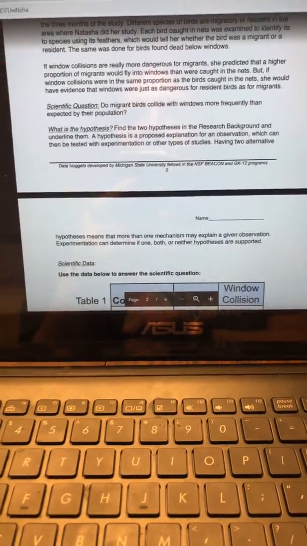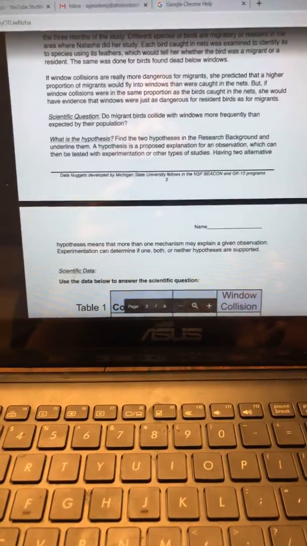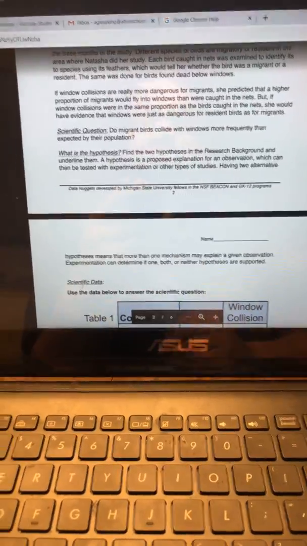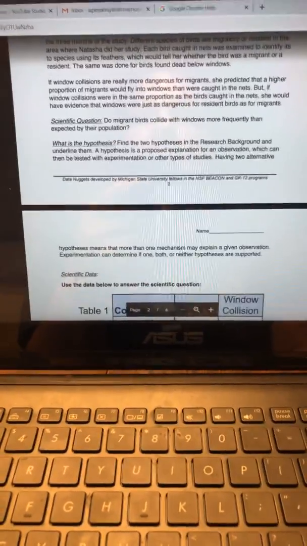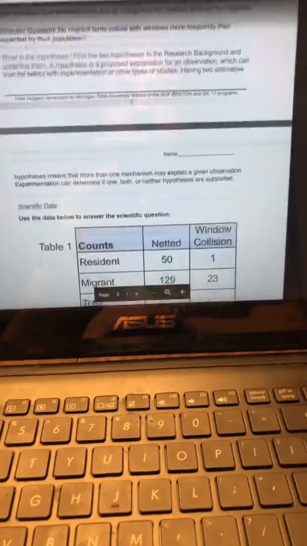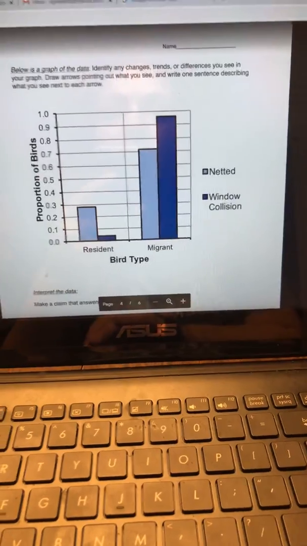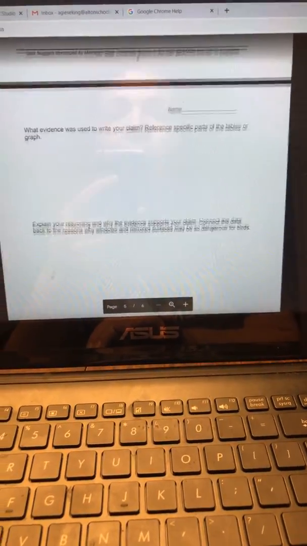Go back to the question. Yes, migrant birds collide with windows more frequently than expected by their population, or no, migrant birds do not collide with windows more frequently than expected by their population. Those are your 2 options. That's the only way, 2 ways to answer that.